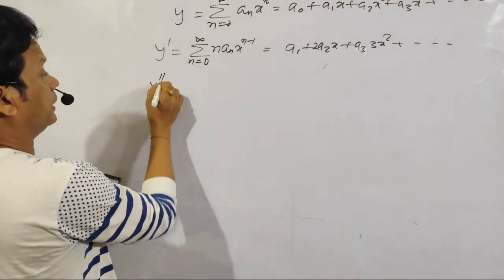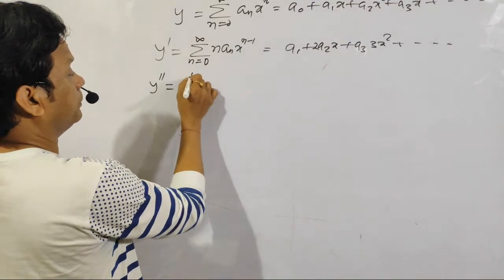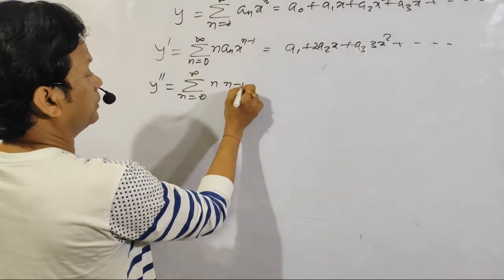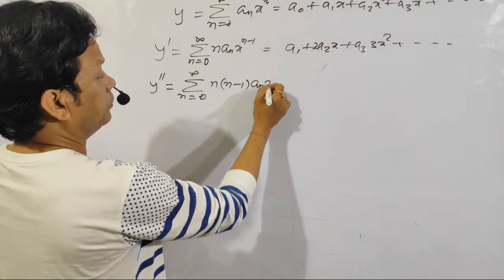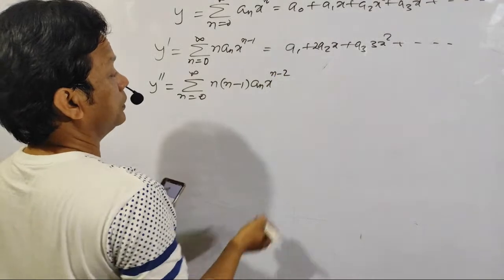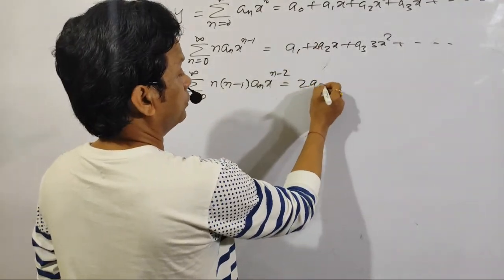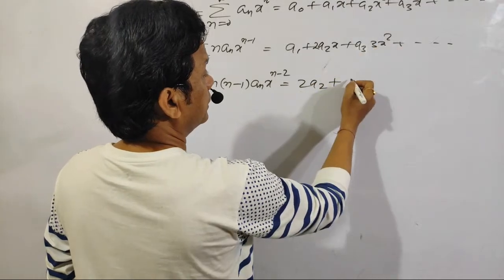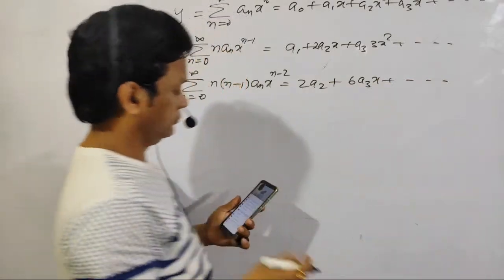Then what is y double dash? Same thing, I can write n is equal to 0 to infinity. It will be n into n minus 1, because the derivative of x to the n minus 1 is n minus 1 into an into x to the n minus 2. And the answer will be, derivative of a1 is 0, it will be 2a2 plus 6a3x plus so on.